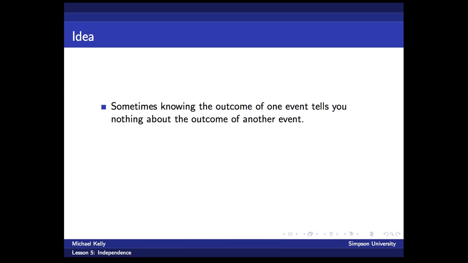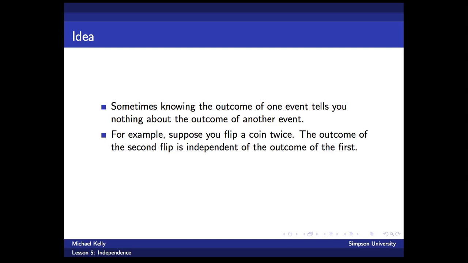Sometimes knowing the outcome of one event tells you absolutely nothing about the outcome of another event. For example, if you flip a coin twice, the outcome of the second flip is independent of the outcome of the first flip. We say that A is independent of B if the probability of A given B is equal to the probability of A. So this says that knowing B doesn't change the probability that A occurs one way or another.